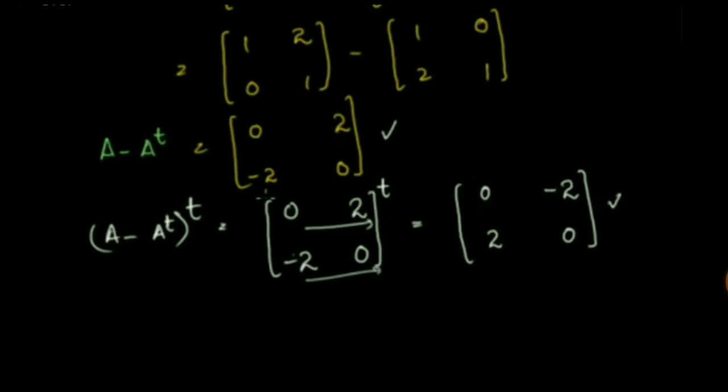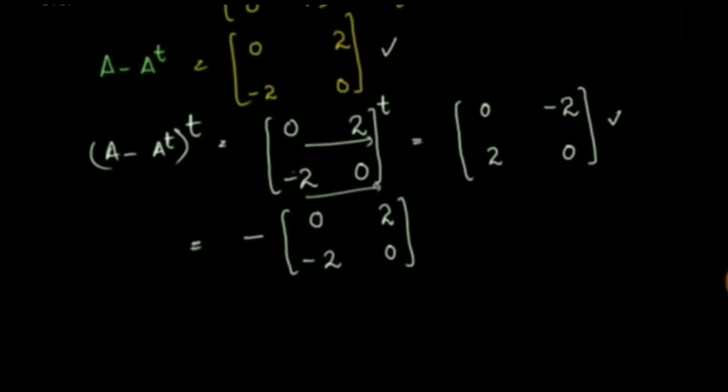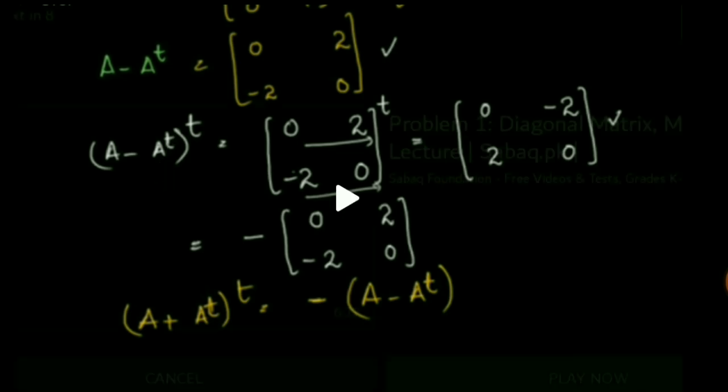Now check that out. The entries are exactly the same, and the only difference is the minus sign. So if I take the minus sign as common, what will I get? I will get the same matrix A minus A transpose, but with a negative sign outside, which was the condition of skew symmetry. So A minus A transpose whole transpose was equal to minus of A minus A transpose, which is the condition of skew symmetry, hence verified that A minus A transpose is skew symmetric.